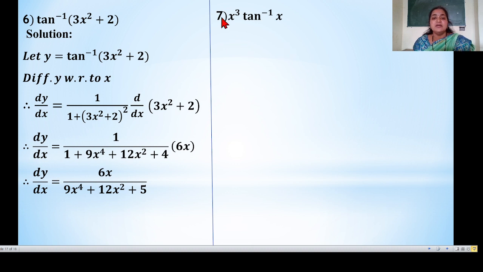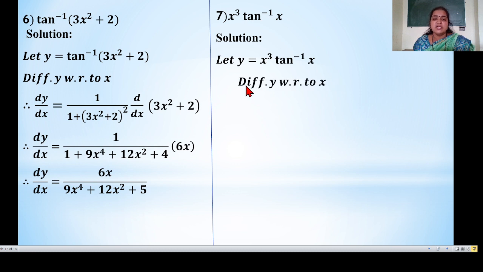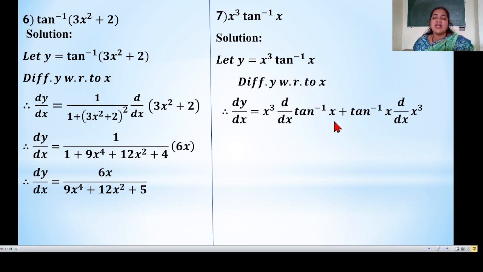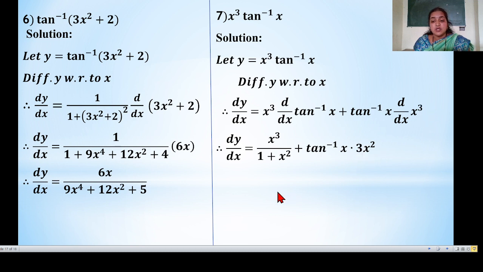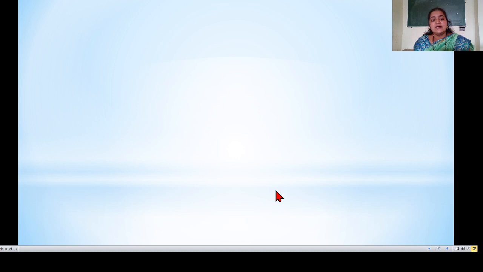So we start the solution of this example. So let y is equal to x cube multiplied by tan inverse of x. So differentiate with respect to x, and we can apply the product rule here. So dy by dx is equal to x cube times the derivative of tan inverse of x plus tan inverse of x times the derivative of x cube. So what is the derivative of tan inverse of x? It is 1 upon 1 plus x square. So x cube divided by 1 plus x square plus tan inverse x as it is, and the derivative of this term is 3x square. So we get the final answer here.